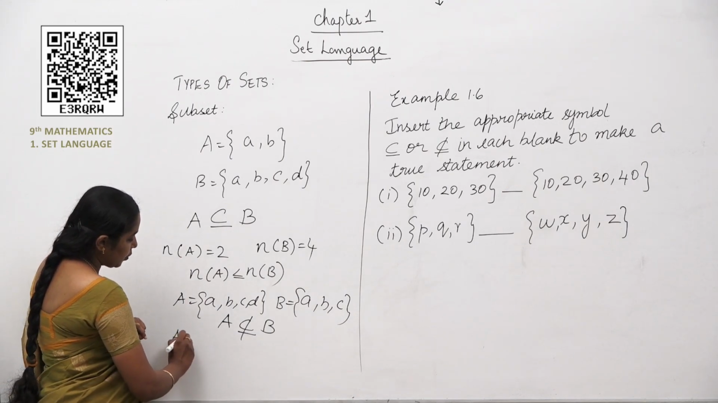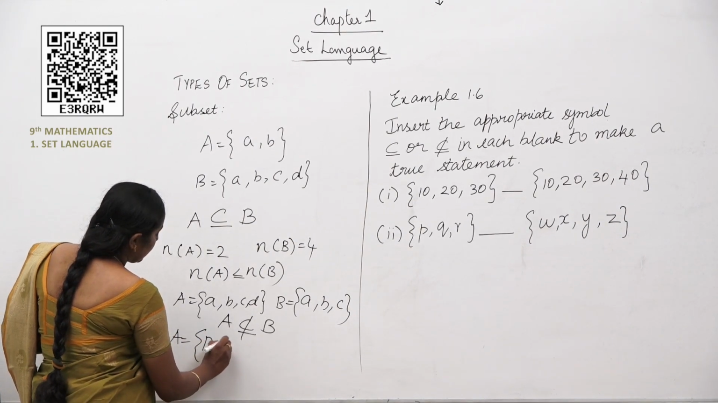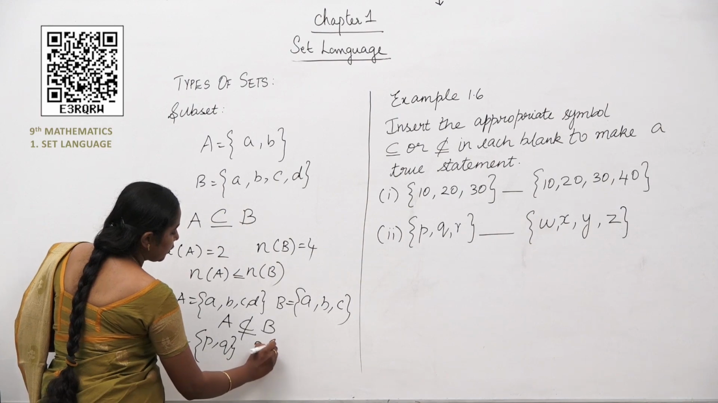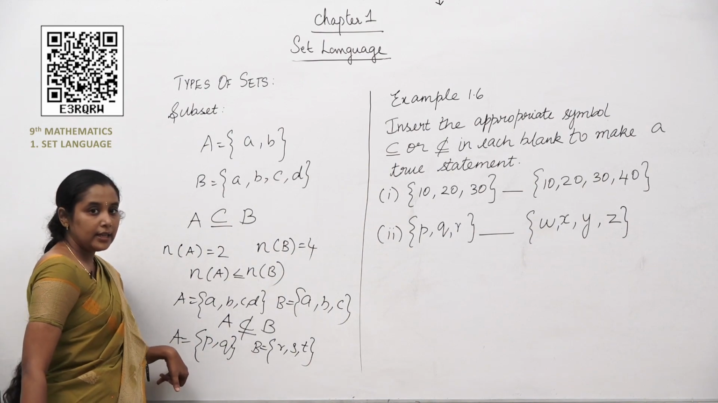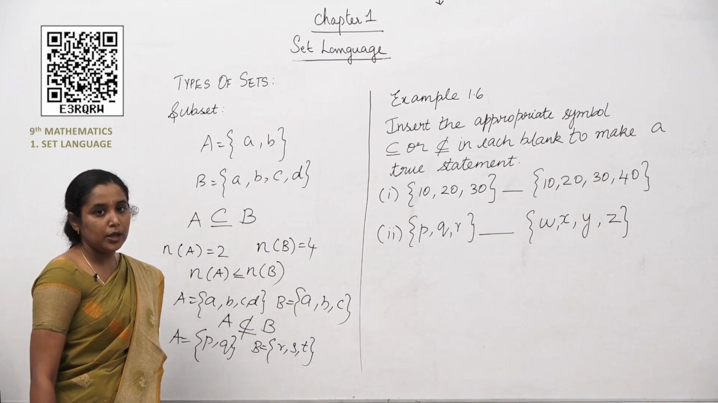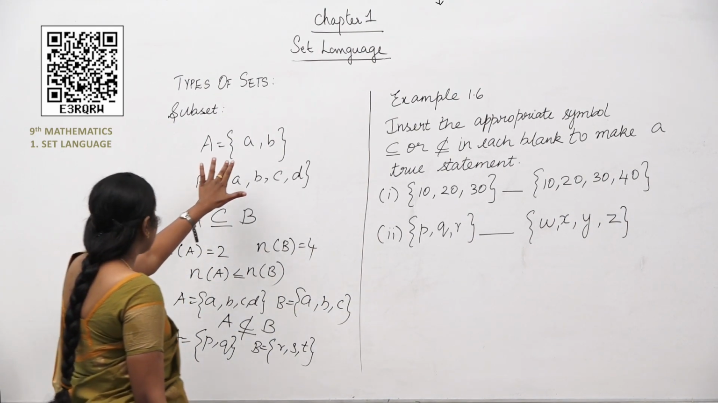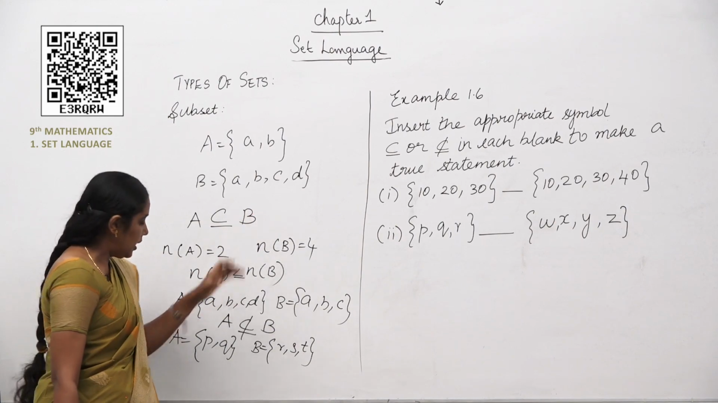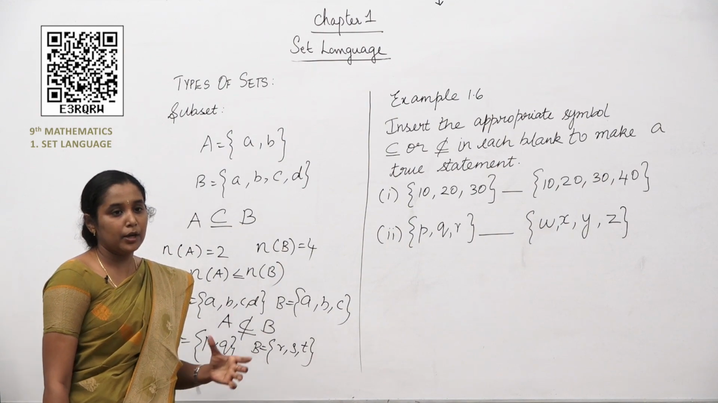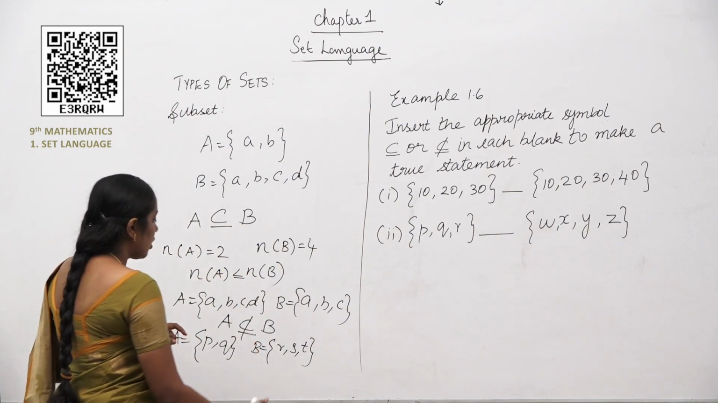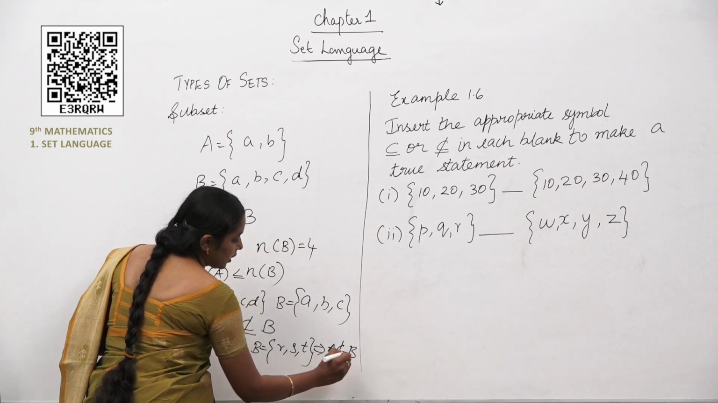That is, suppose A is equal to P, Q and B is equal to R, S, T. So what is meant by subset? Every element of A should be in B also. Here the elements are entirely different. Here you have P comma Q, but in B you don't have P comma Q itself. Then also you can say A is not a subset of B.